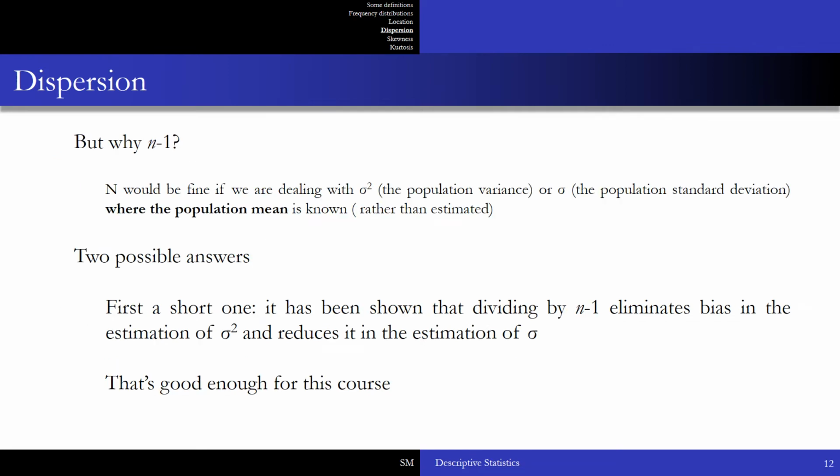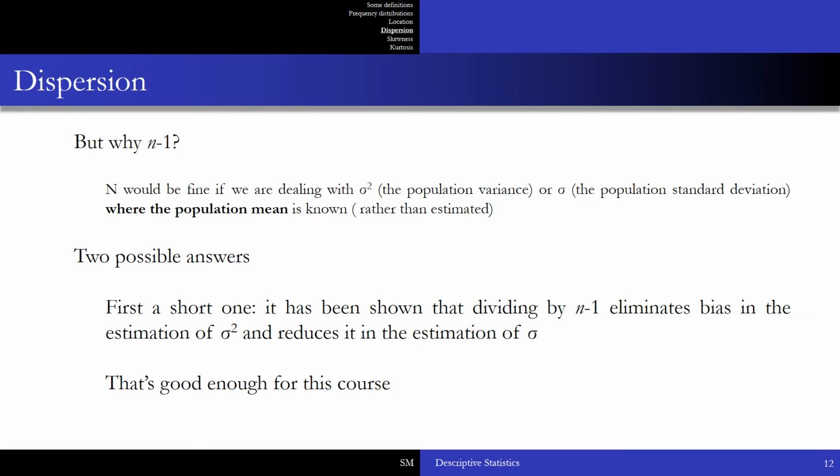But why the sample size, small n, minus 1? Well, big N, the population size, would be fine if we are dealing with the population variance, or the population standard deviation. Notice that by convention the population variance is denoted small Greek sigma squared and the population standard deviation by small Greek sigma.